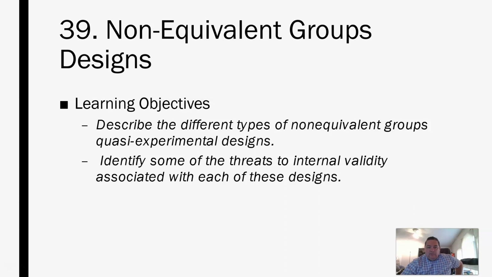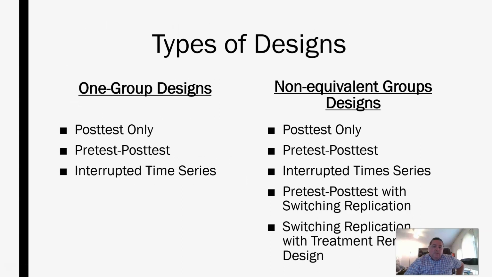So non-equivalent groups designs. So types of designs, one group designs, non-equivalent group designs, post-test only, pre-test, post-test, or interrupted time series. The types of designs for non-equivalent groups, post-test only, pre-test, post-test, interrupted time series, pre-test, post-test with switching replication, and switching replication with treatment removal design.